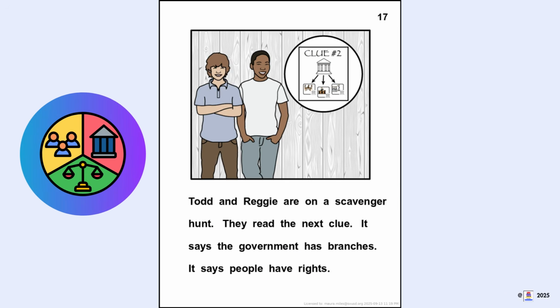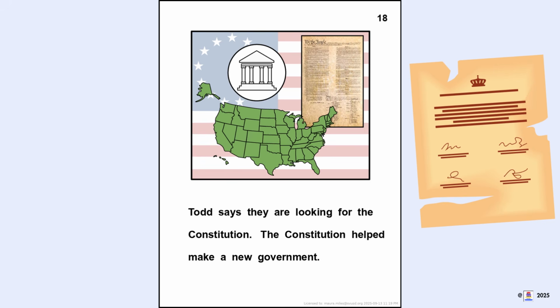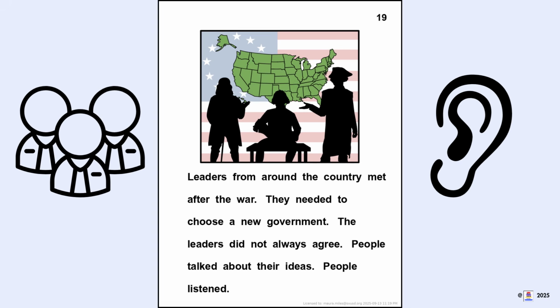Todd and Reggie are on a scavenger hunt. They read the next clue. It says the government has branches. It says people have rights. Todd says they are looking for the Constitution. The Constitution helped make a new government. Leaders from around the country met after the war. They needed to choose a new government.